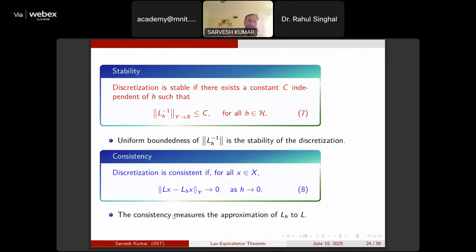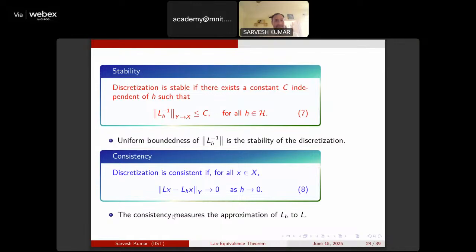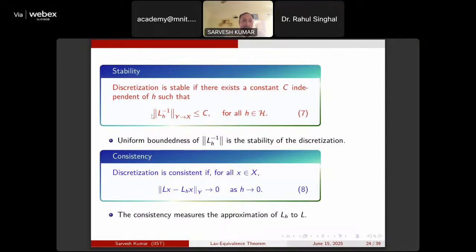So let us define stability the way we defined it earlier. This is the precise definition of stability. Your discrete scheme is stable if your L_h inverse is uniformly bounded. This C should not depend on h. That's the idea: this C should not depend on the mesh parameter h. If you can have that, then your scheme is stable. It doesn't matter what h is, it should be uniformly bounded for each h.